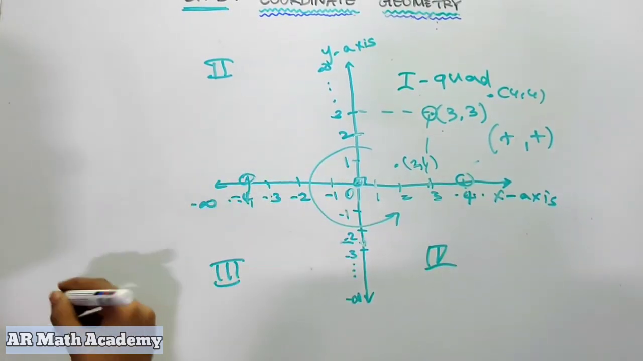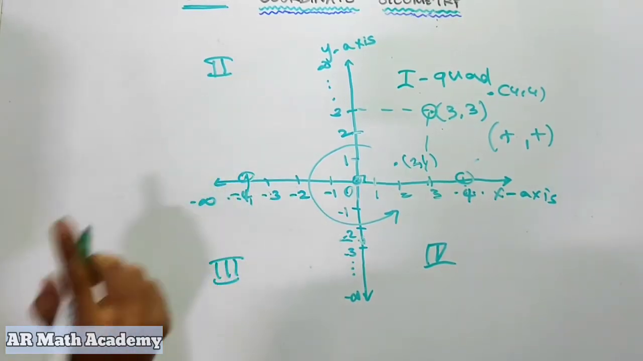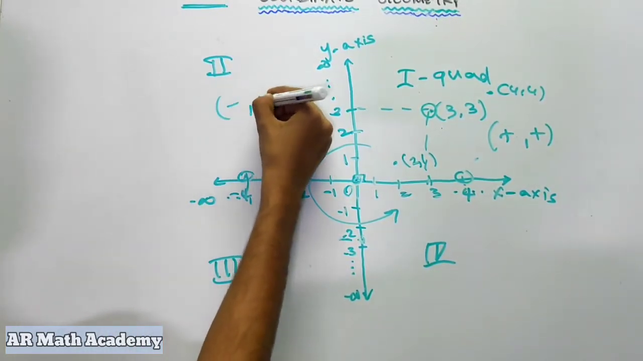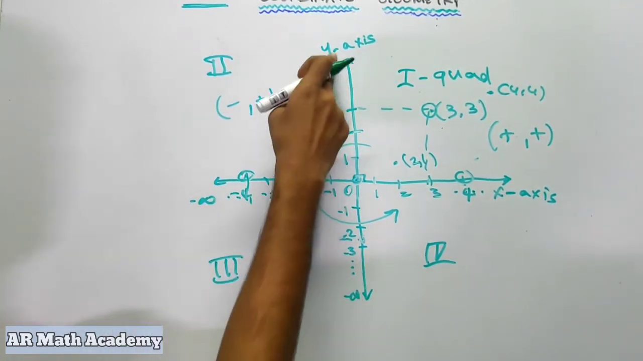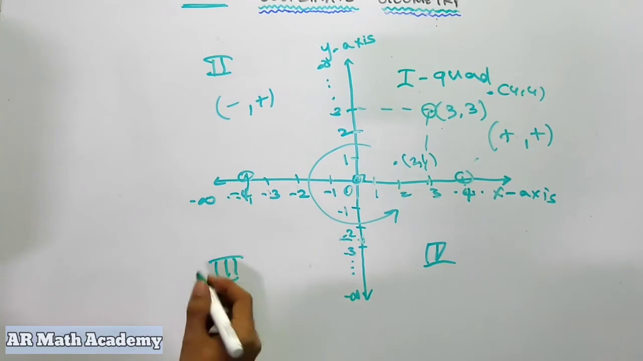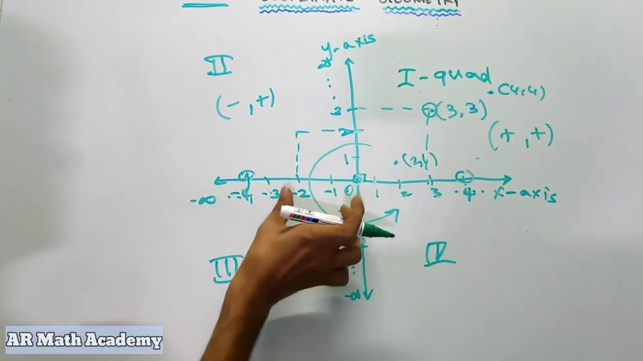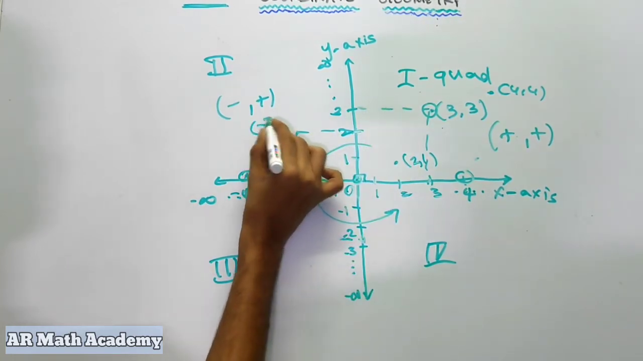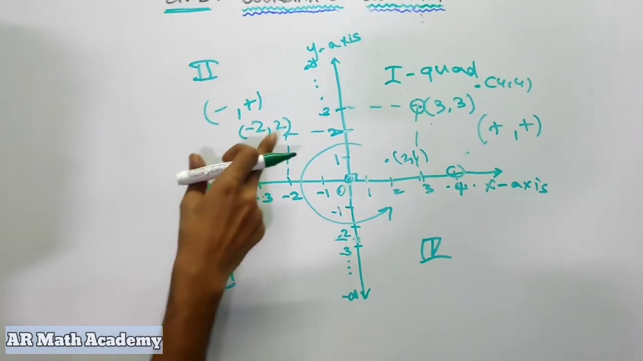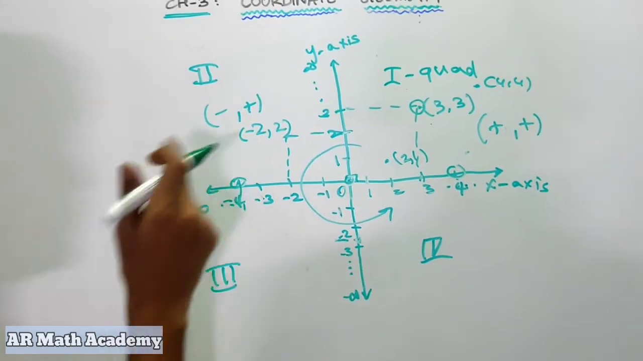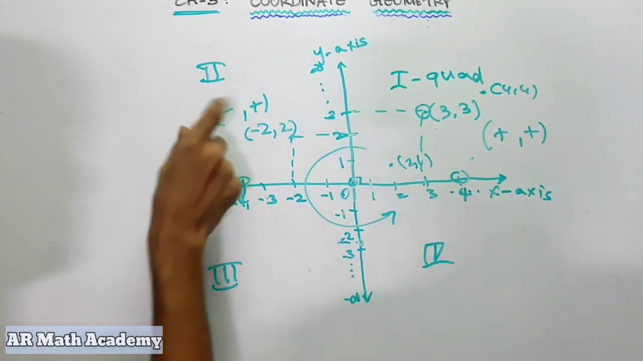Now let us find the properties of your second quadrant. If you take the second quadrant, then the property would be (minus, plus). Your x coordinate will contain negative numbers, your y coordinate will contain positive numbers. Let us take an example. If I draw dotted lines over here, then this is (minus 2, 2). As you can see, the x coordinate, or the abscissa, is minus 2 and the 2, which is the ordinate, is positive. Any point you take in the second quadrant is of this form: (minus, plus).